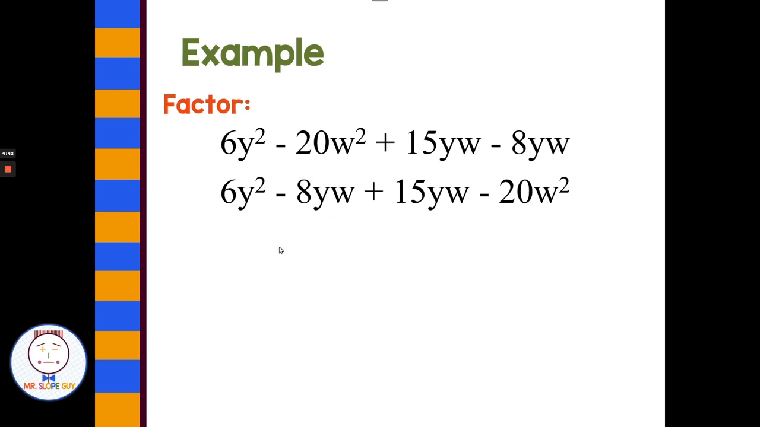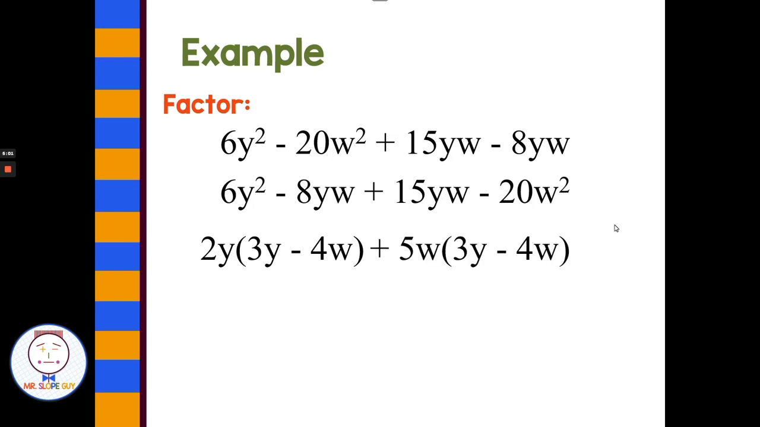So on my first two terms, I pull out a GCF of 2y. And then I have 3y minus 4w, and I really want that 3y minus 4w to come up as a factor again. So in this case, my GCF for 15 and 20 is 5, and they both have one w in common. So my GCF is 5w, and I get 3y minus 4w.